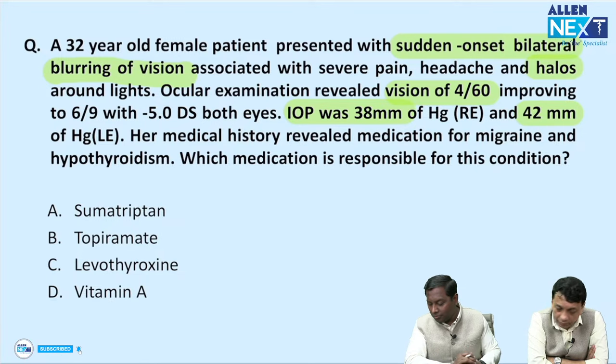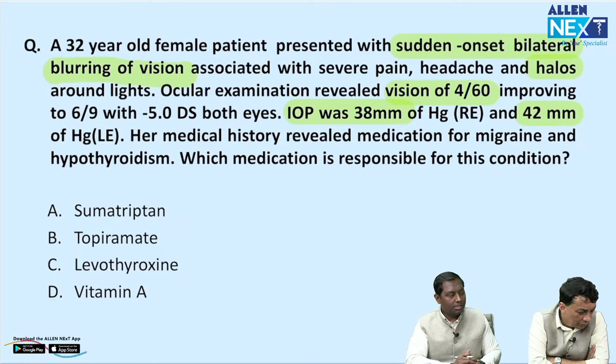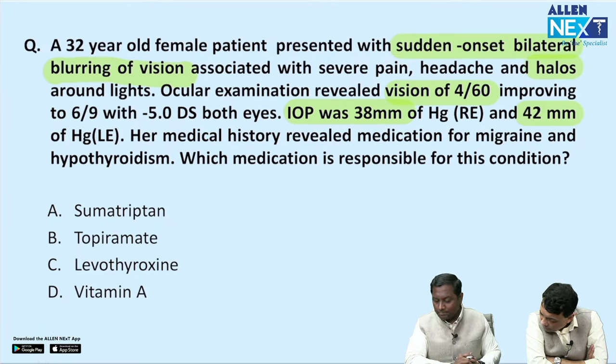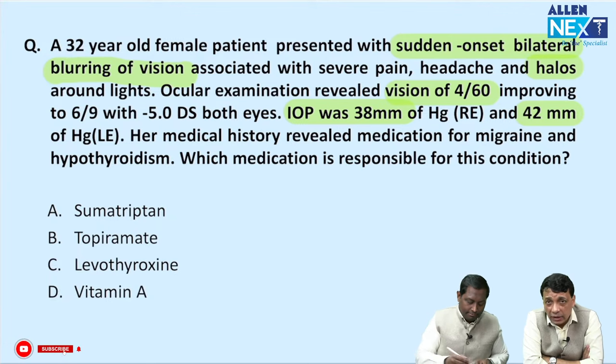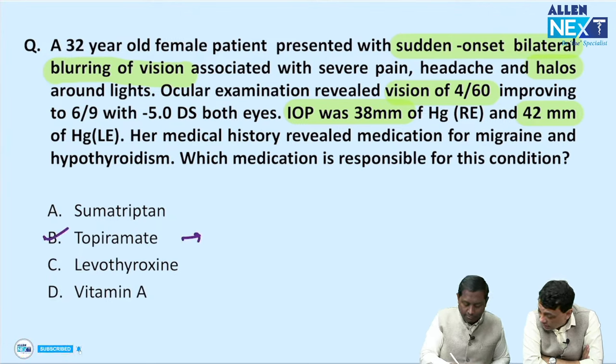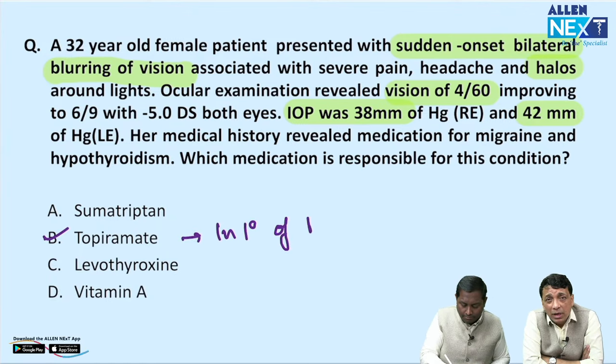Can we ask? Yes, so we are getting answers, sir, about B. Students are replying B as an answer. And absolutely correct it is, my friends. The answer is indeed B. It is topiramate, which is often given in migraine patients nowadays. And topiramate, please remember, is well known to cause sudden acute angle closure.